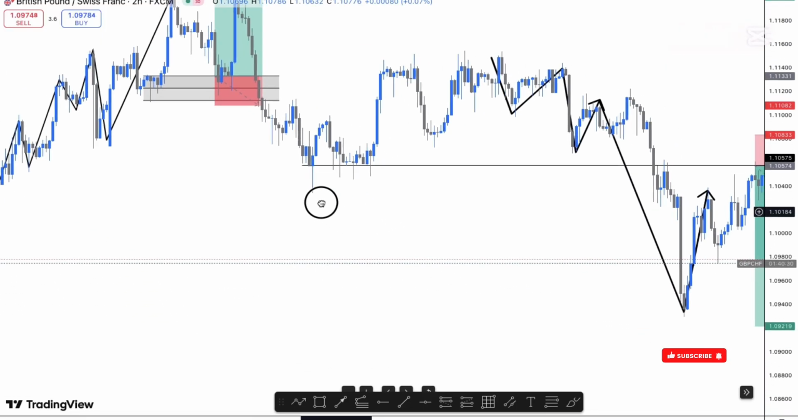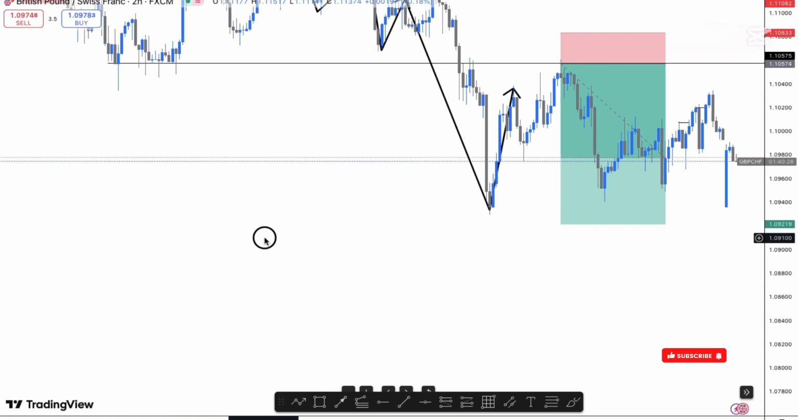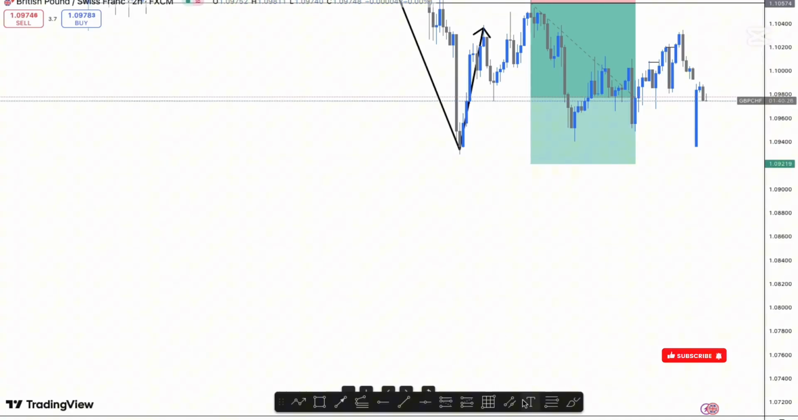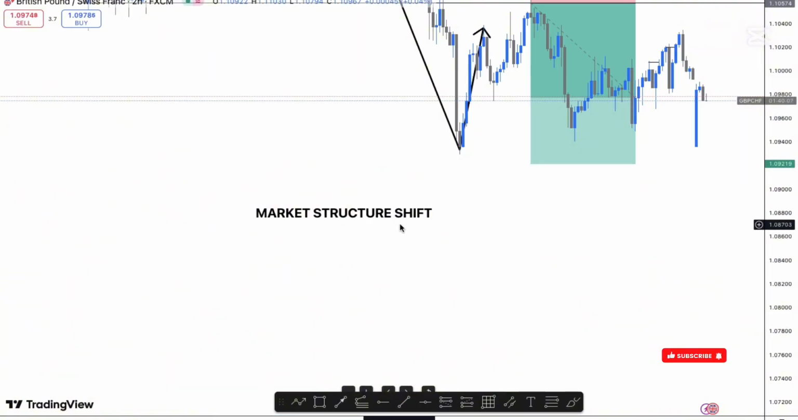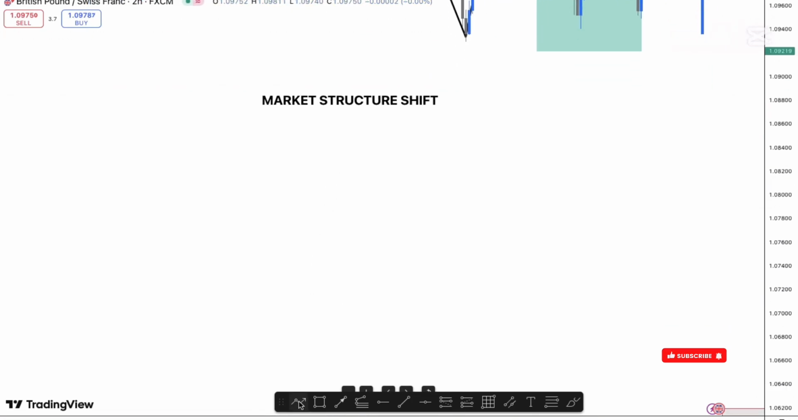Now when you hear the words market structure shift, let me write it down for you. Shift. This means that price has changed its direction, either from an uptrend to a downtrend or from a downtrend to an uptrend. This is a graphical explanation.